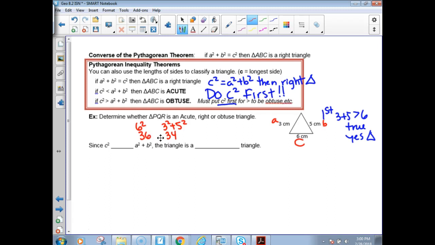36 is greater than 34. Since c squared is greater than a squared plus b squared, the triangle is an obtuse, excuse me. I wrote an A. I was going to write N. Is an obtuse triangle. If I could spell today.